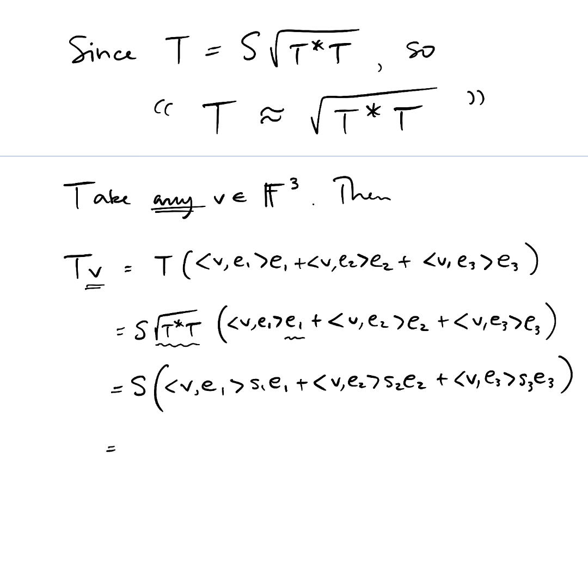Okay, now S has to act on each of those terms. Pass S through the parentheses, hit each term, let the constants, the scalars on those vectors E1, E2, E3, pass through S since S is linear, and we get S1 inner product V E1, S E1, plus S2 inner product V E2, S E2, plus S3 V inner product E3, S E3.